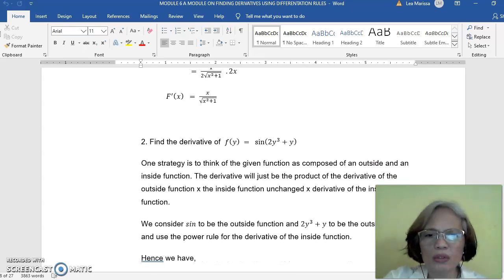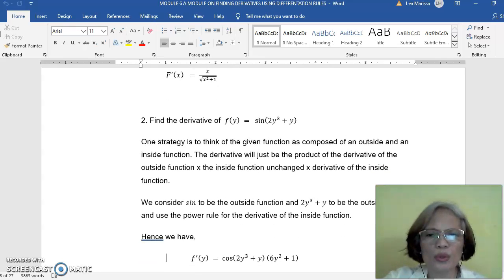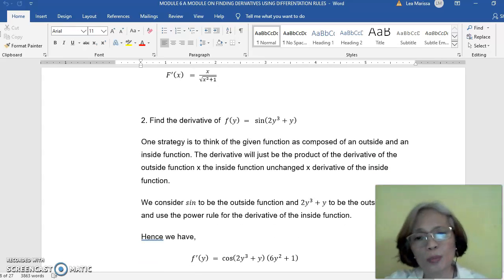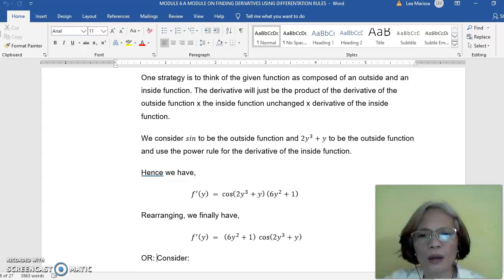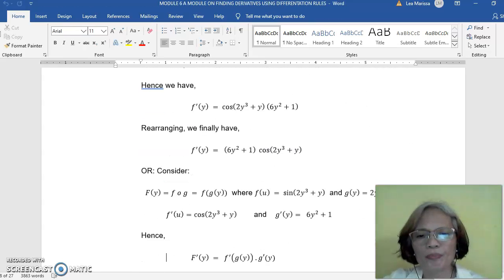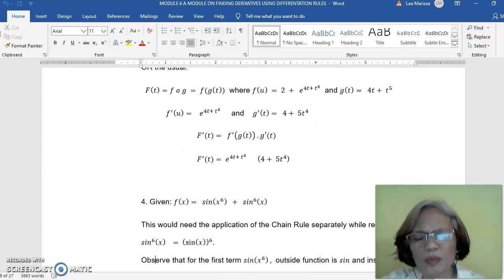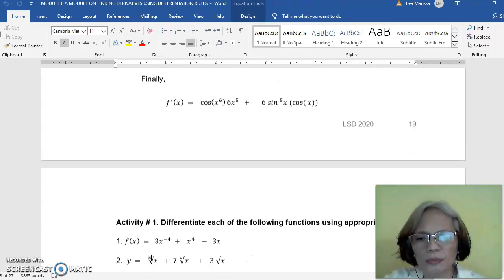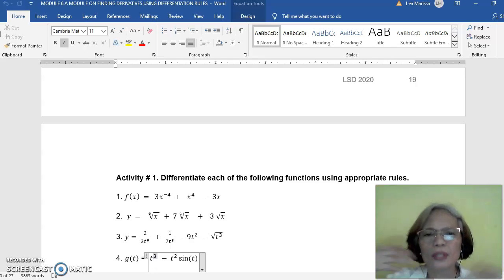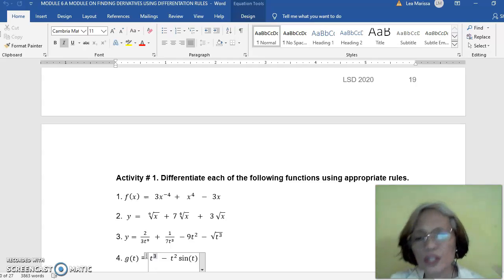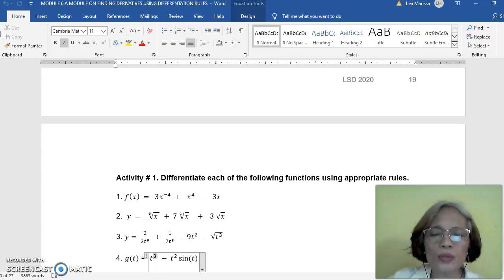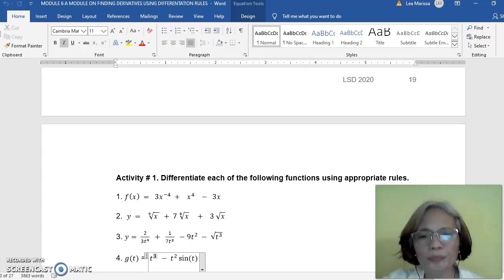So one strategy is to think of the given function as composed of an outside. So I explored another method of solving the problem. Okay. And then again, I gave, I think, five examples for the chain rule. And then after the lesson presentation, there is an activity where the students need to apply what the lesson is about, what the module has taught the learner.